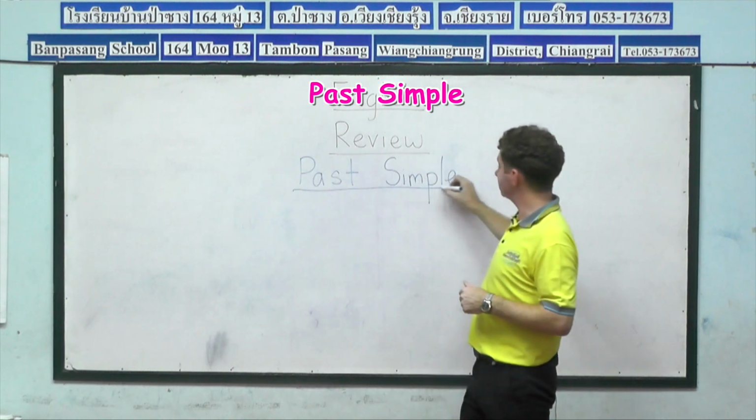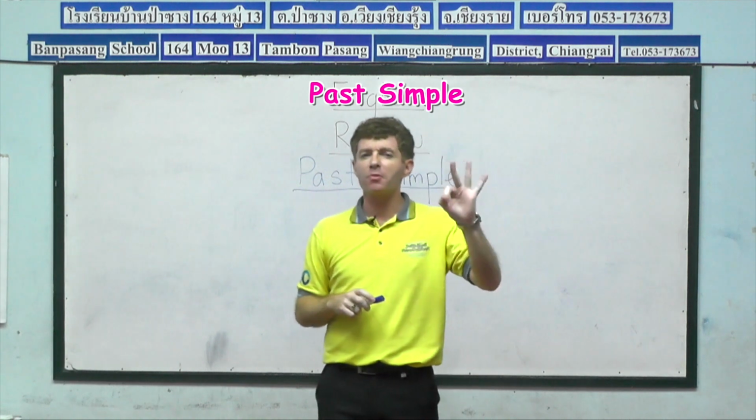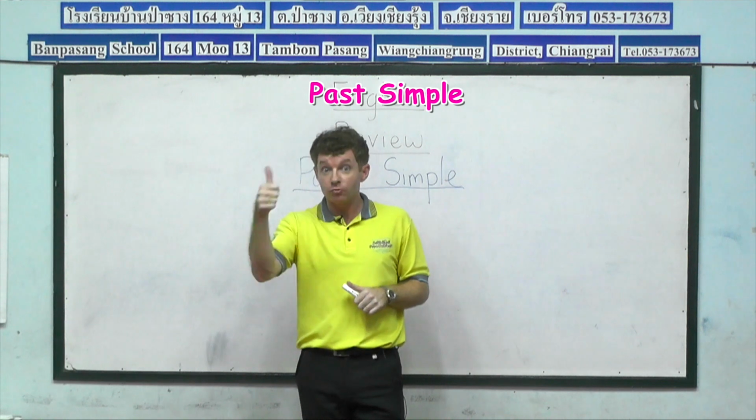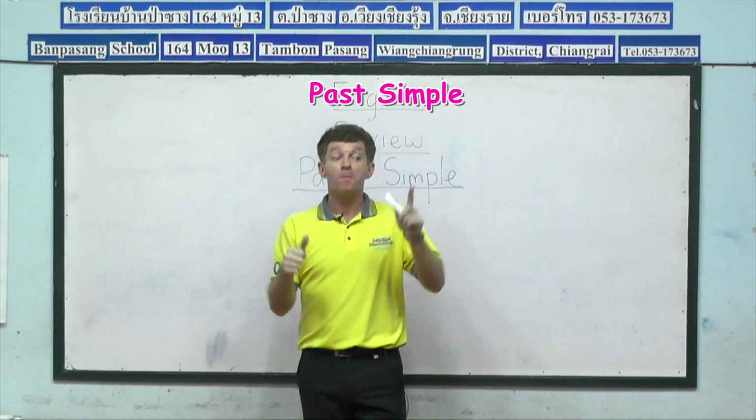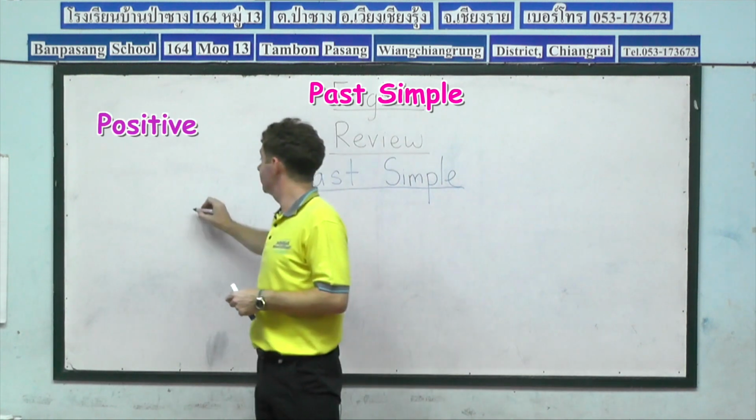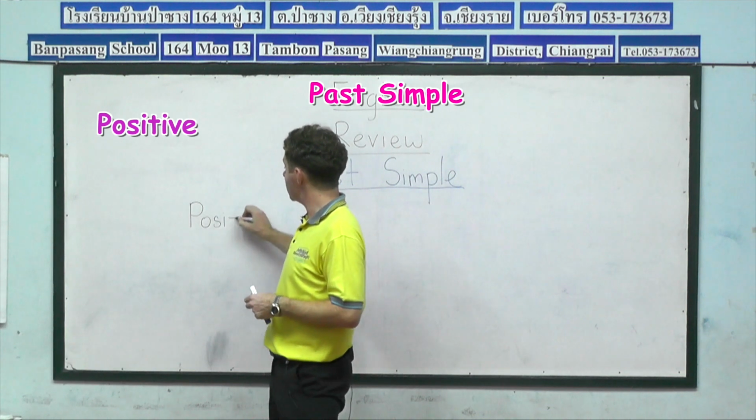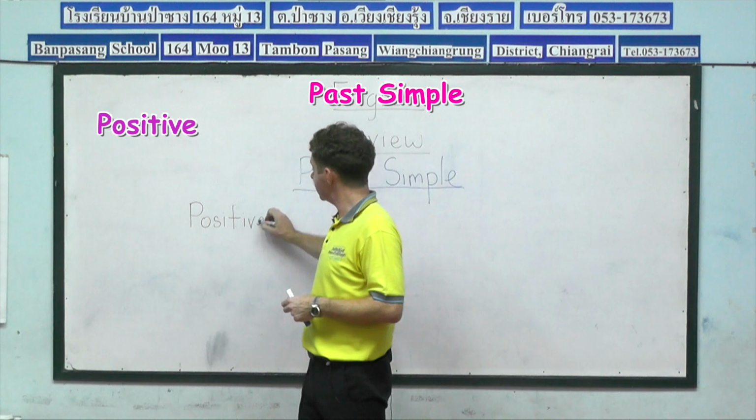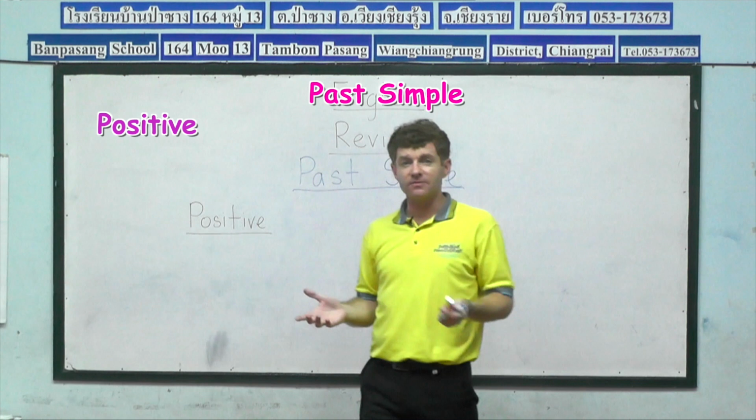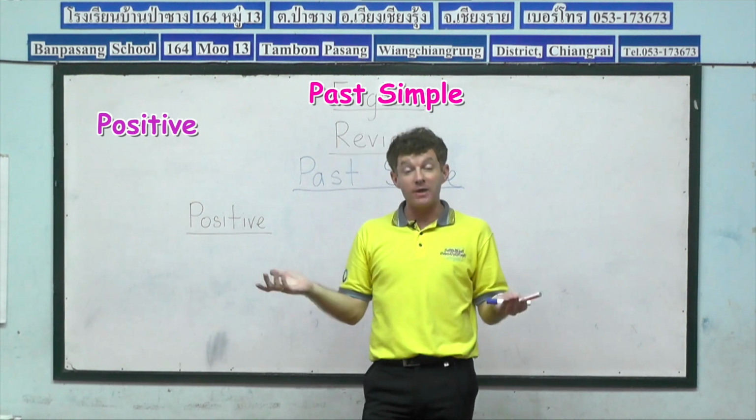And in previous lessons, when we've learned about past simple tenses, we've learned about 3 different types of phrases. Remember, what do we call a phrase when we can do something? Positive. Excellent, well remembered. Positive sentences. P-O-S-I-T-I-V-E. Positive. A positive sentence is when we describe an action or something that has happened, that we have done.